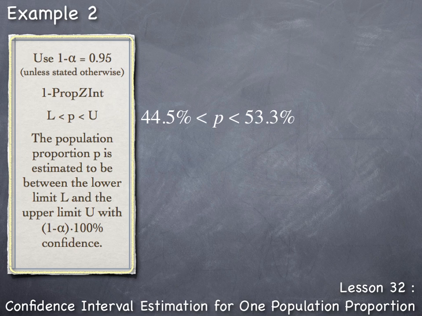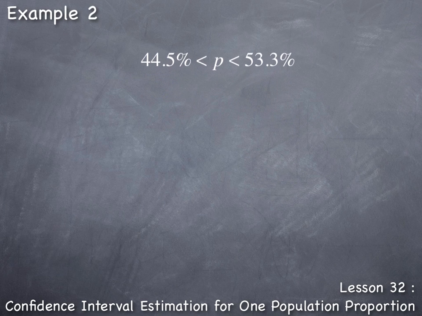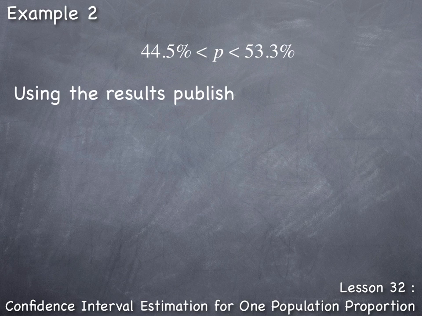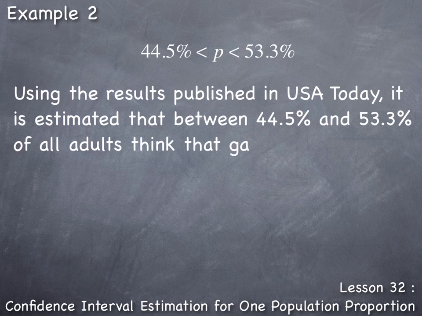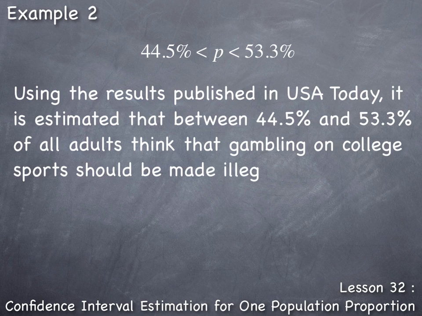Now that we've expressed our confidence interval symbolically, we can now express our confidence interval verbally. Using the results published in USA Today, it is estimated that between 44.5% and 53.3% of all adults think that gambling on college sports should be made illegal nationwide. Since 50% is contained within this interval, we can conclude that the public's opinion on this issue is quite divided.